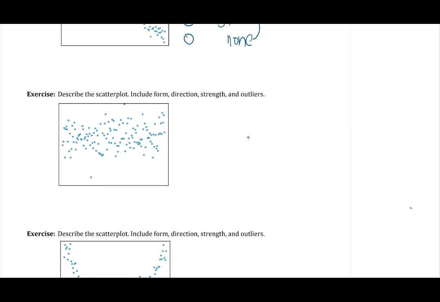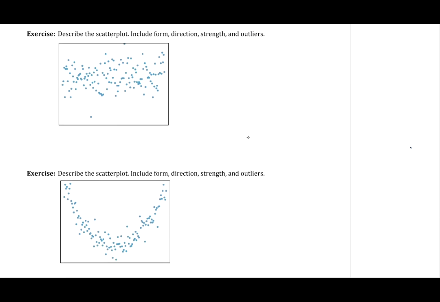Let's look at our second scatter plot. And we'll go through the same exercise. You might want to try it and come back to the video. Form here, it is approximately a linear form. Everything kind of goes straight across from left to right.